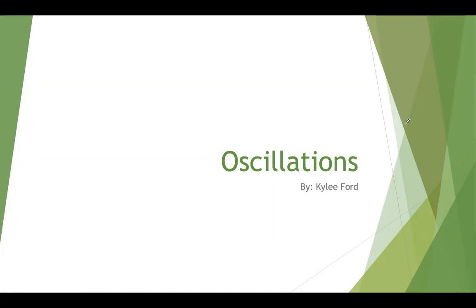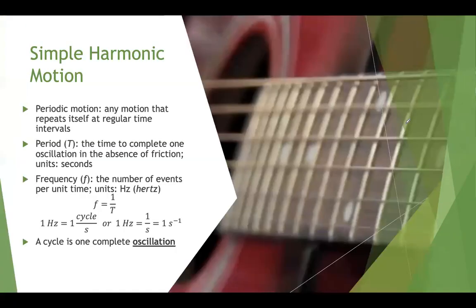Today, we will be talking about oscillations. So let's go ahead and get started with simple harmonic motion. Now, this is going to be a type of periodic motion, and that is any motion that repeats itself at regular time intervals. So something like playing the guitar with strings, that is something that's called periodic motion. Okay, because as we pluck the strings, the string will go back and forth and then eventually die out.